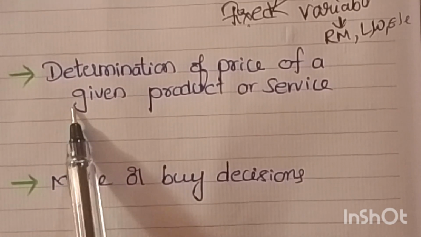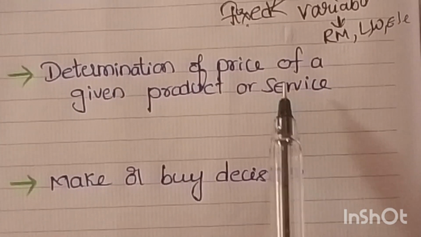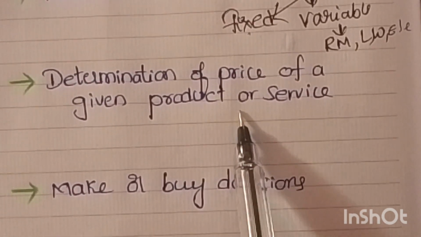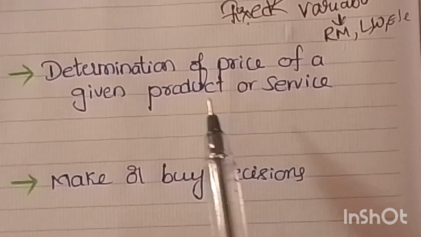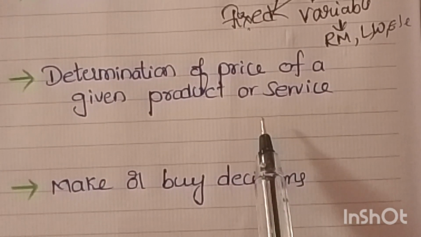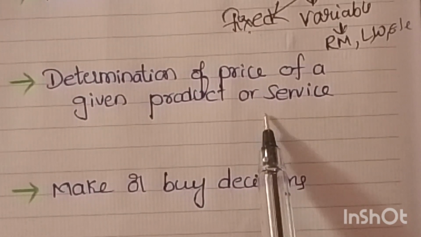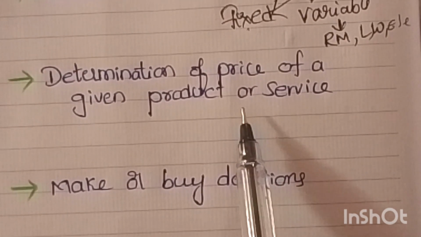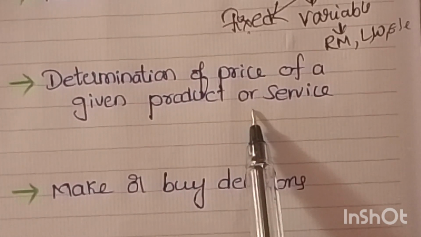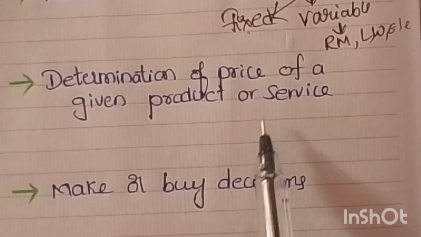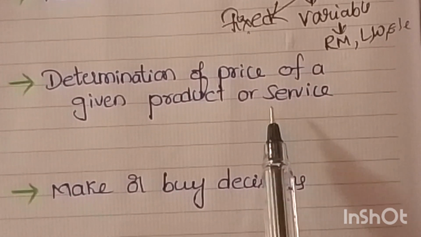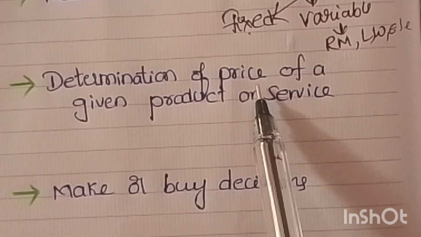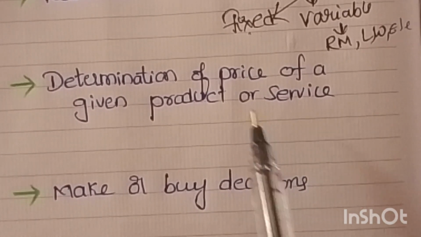And the next decision is determination of price of a product or service. So here the price fixation is very essential for every organization, because with the prices only the firm or a company will get revenue, profits, and market positioning. Okay, so if the prices are very high, the customers will not buy our product. If the prices are very low, the company will get losses. So here the decision on price fixation is a critical part of every organization.